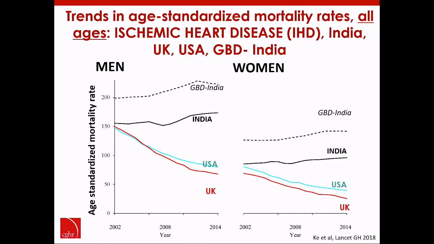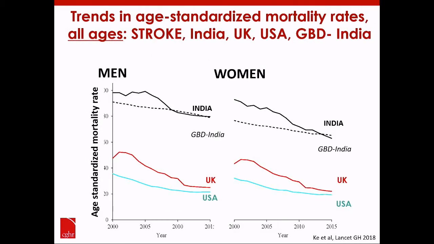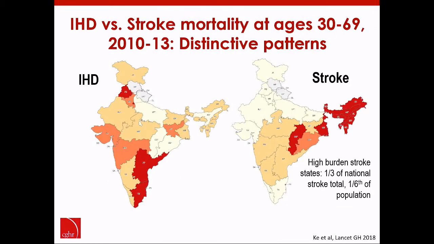You see in around 2000, India, the US, UK had comparable age-standardized ischemic heart disease mortality in men and women, but over time there's been quite a marked divergence. Stroke has shown a decline in all three of those settings, but Indian stroke rates are three times that in the UK or the US.